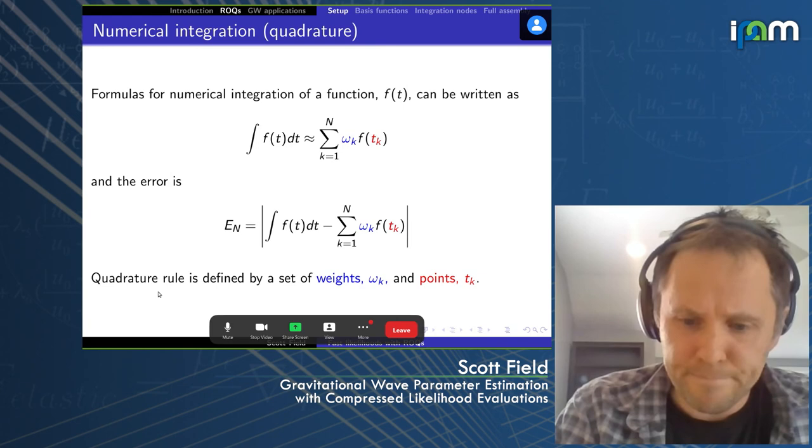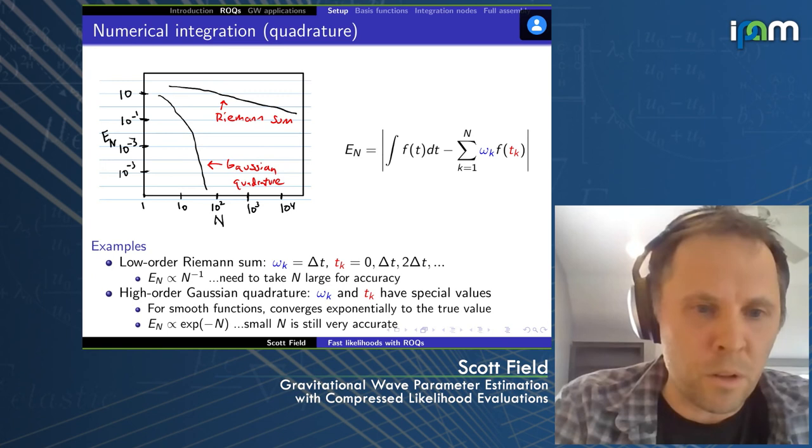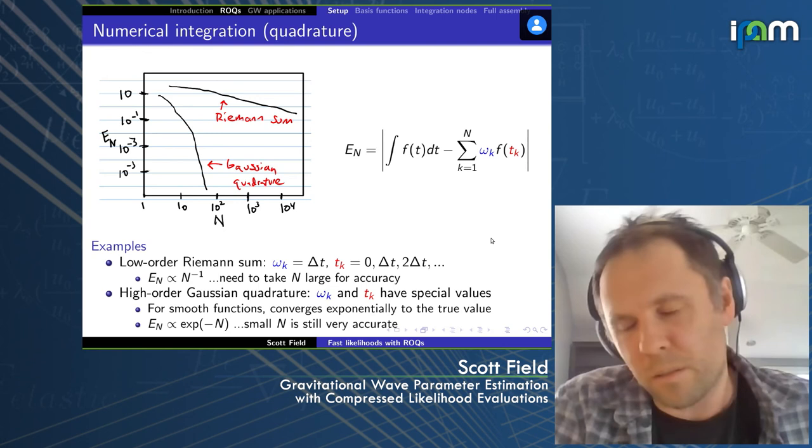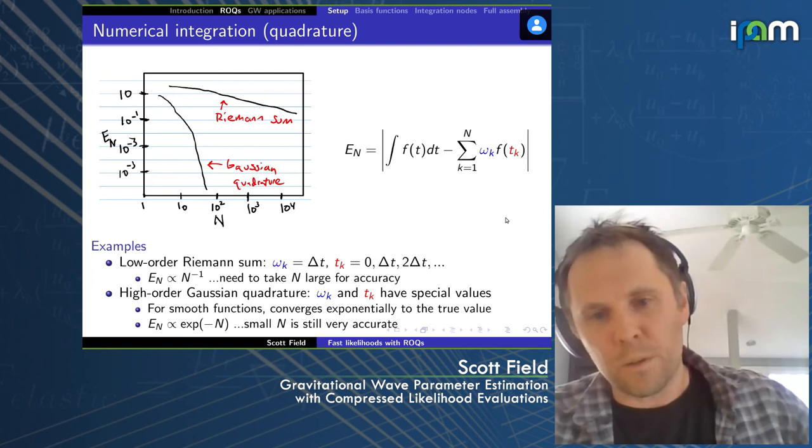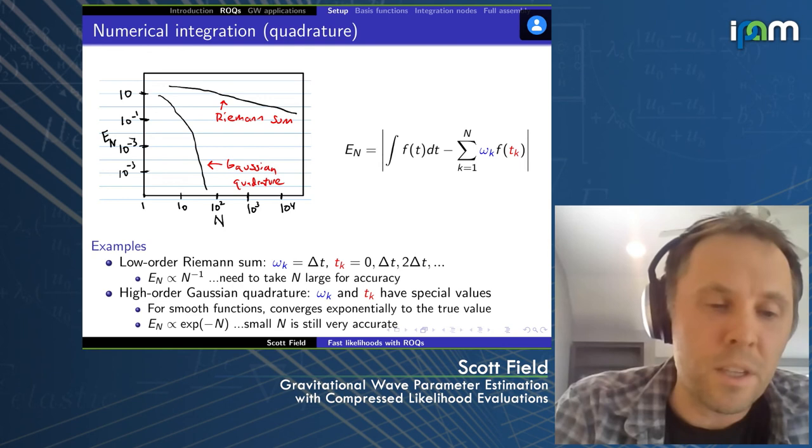So there are kind of two extremes to quadrature rules. So there are low order quadrature rules. One prime example is just the Riemann sum, which is essentially what is used in the default log likelihood computations that are done. So if you're given an equally spaced grid of points, so 0, delta t, 2 delta t, and so on, and your omegas, your weights, are delta t, this quadrature rule will converge like n to the minus one.